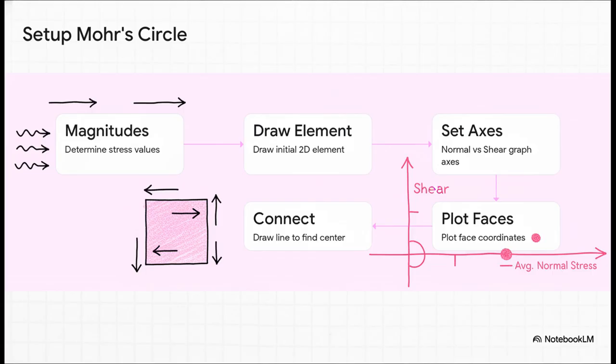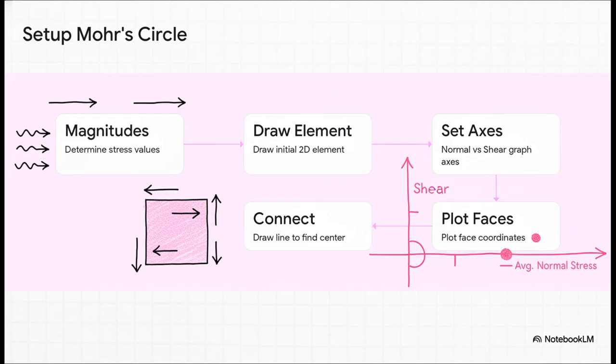Here is the scaffolding to set it up. Step 1. Determine your stress magnitudes. Step 2. Draw your initial stress element. Step 3. Set up your graph axes, putting normal stress on the horizontal and shear stress on the vertical. Step 4. Plot the coordinates of the two perpendicular faces of your stress element as 2 points right on the graph. And step 5, simply draw a straight line connecting those 2 points.